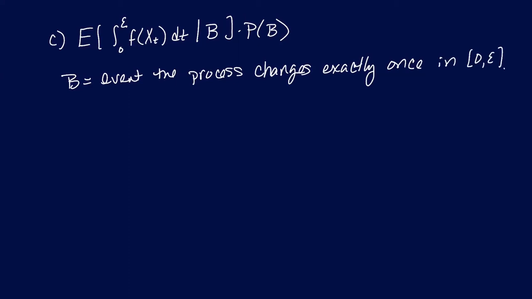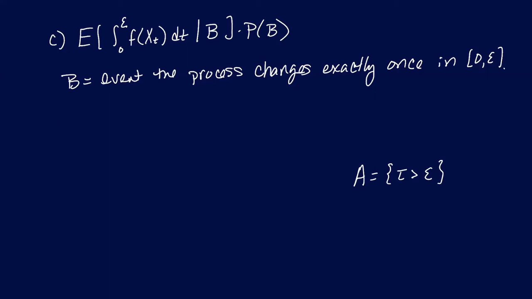We have a random variable tau, which is the first time the process changes. And the event A was the event that there was no change between 0 and epsilon. So that was equivalent to saying that the first change time is greater than epsilon. And I think it's going to be a good idea to define a second tau, so we can talk about this first change time.